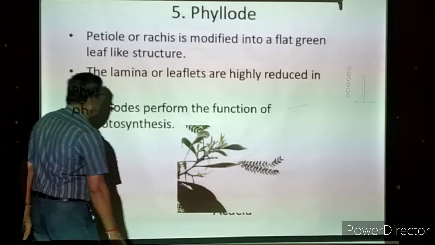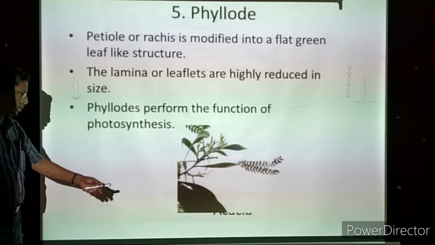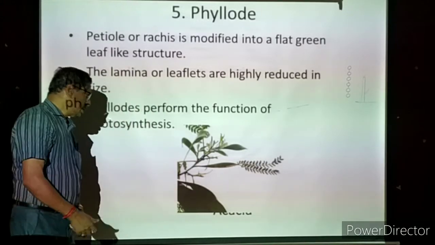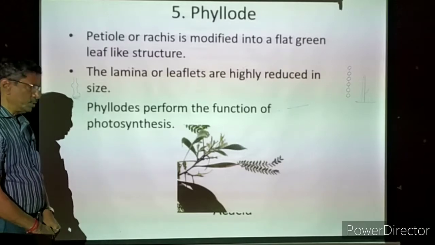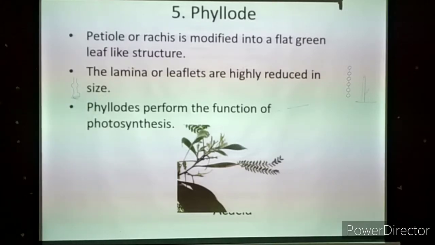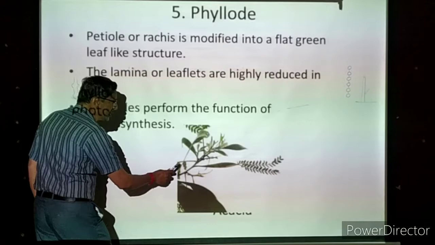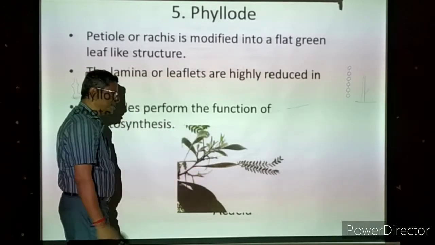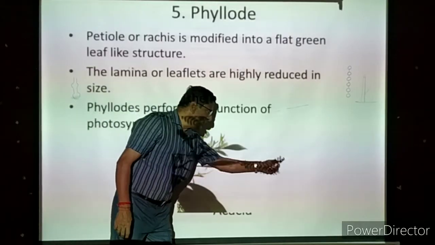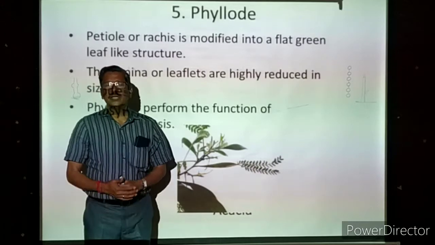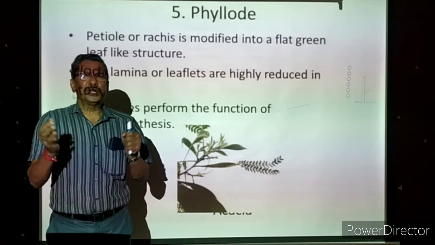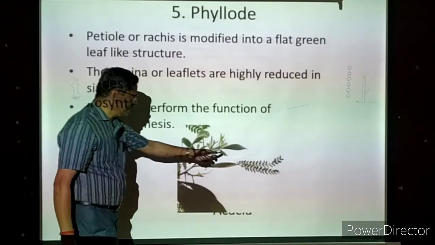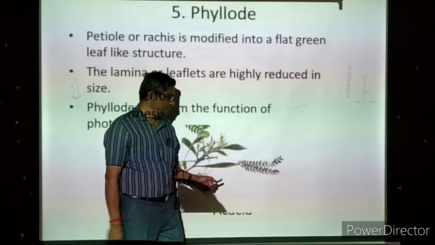Now the best example for the phyllode, what we can say, is acacia. Okay, the best example is acacia. Now in this plant, why the petiole is green and flattened, we have to say. First I will come to the leaflets. They are compound leaves. The leaflets are reduced into very small size. The size of each leaflet is very, very small.